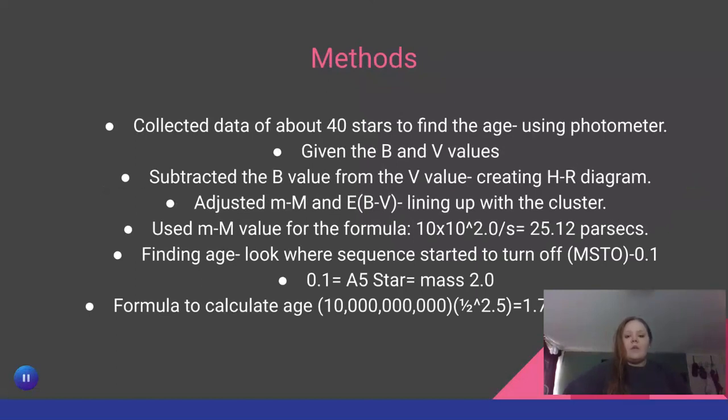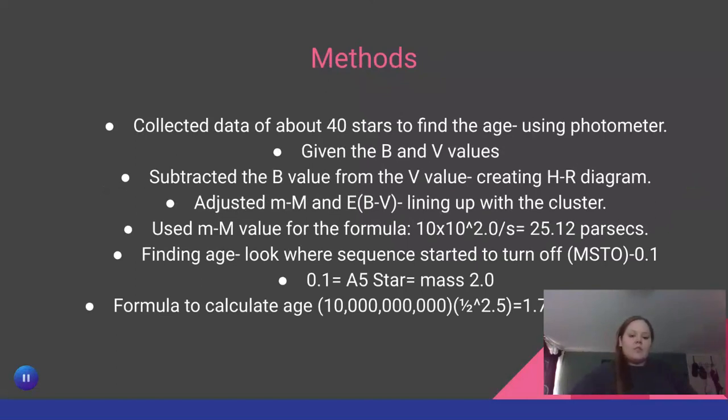All right. So we collected the data of about 40 stars to find the age using a photometer. We found the B and V values, and then we subtracted the V values from the B values, and this is how we created our HR diagram. So following that, we adjusted our M minus M and E(B minus V) to be able to line up within the cluster. It's creating a line of consistency that goes through it. And then we find our age.